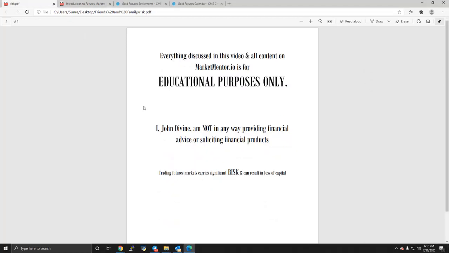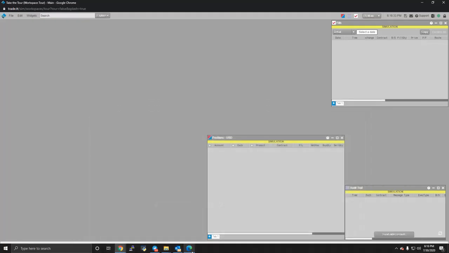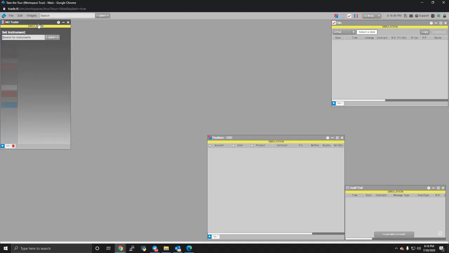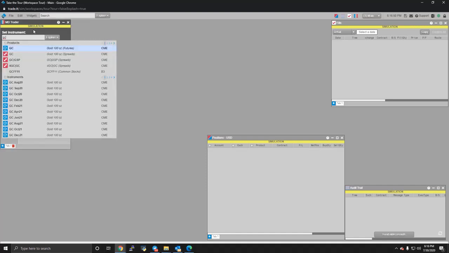And let's now take a look at a market. So I'm going to pull up the Trading Technologies platform. I'm using a simulation here. This is not a live market. And I'm going to go into my widgets tab. I'm going to come down to an MD Trader window. I'm going to type in GC for the gold contract code, and just to very briefly look at what we're seeing here.